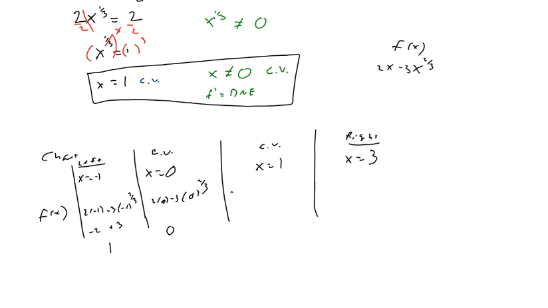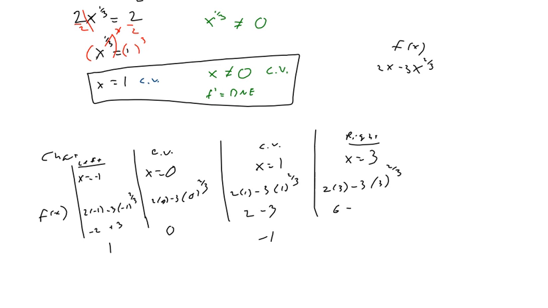For 3, let's see. 2 times 3 minus 3 times 3 to the 2/3 power. I don't really know what 3 to the 2/3 power is. It's going to be cube root of 9. That's going to be ugly. 6 minus some crazy decimal. Use a calculator. I don't really mind. 3 times 3 to the 2/3 power. Something ugly here.